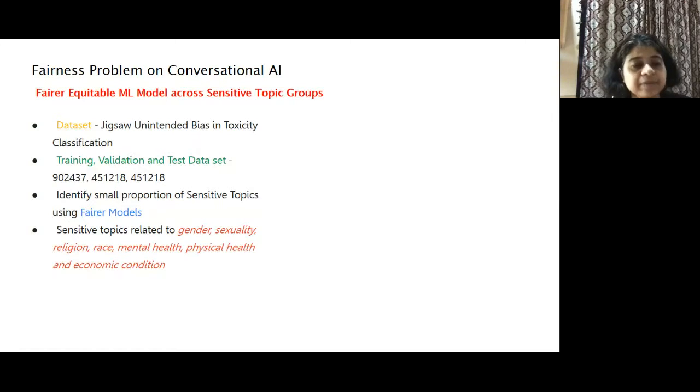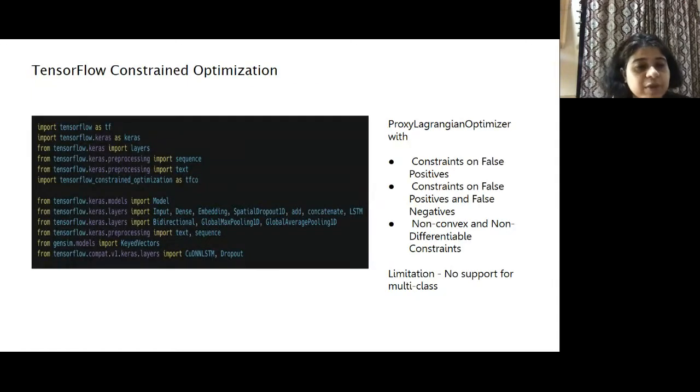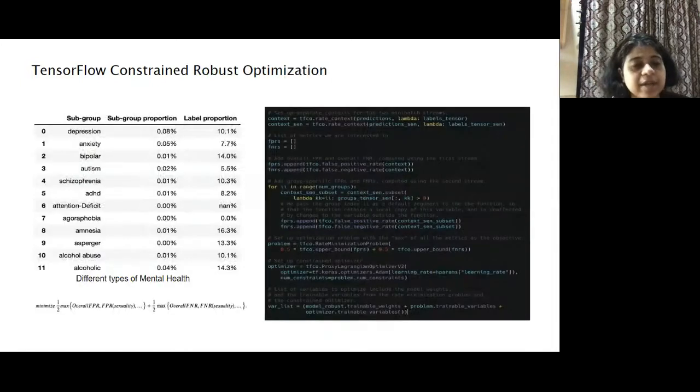And next slide. Yeah, so we have used the TensorFlow constrained optimizer, and we have built on positive, negative, false positive, false negative, different constraints, applied them, and let's go to the next. These are the libraries needed. Next, go to the next slide. And these are some of the results that we have seen.